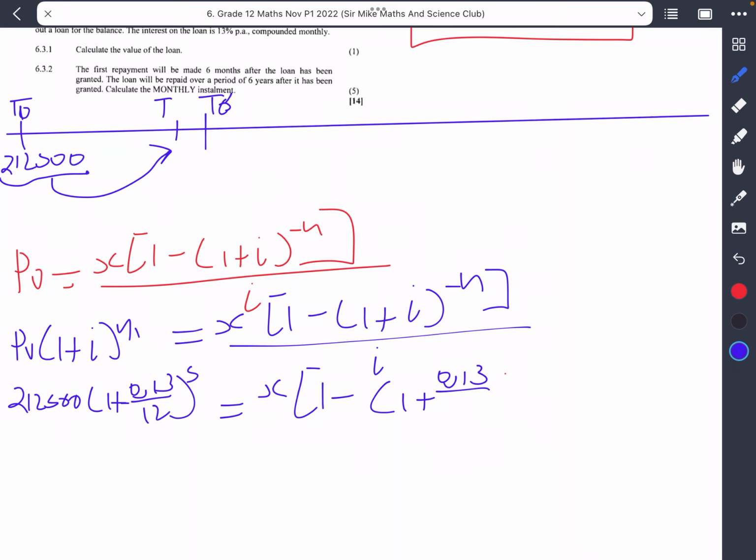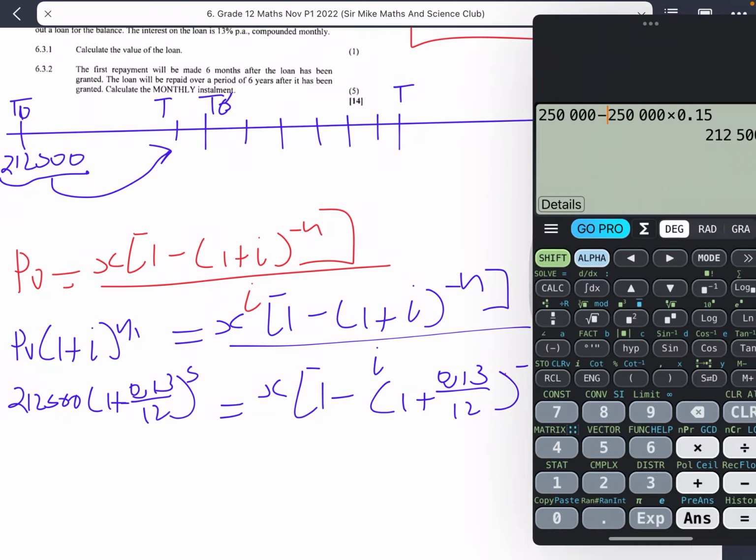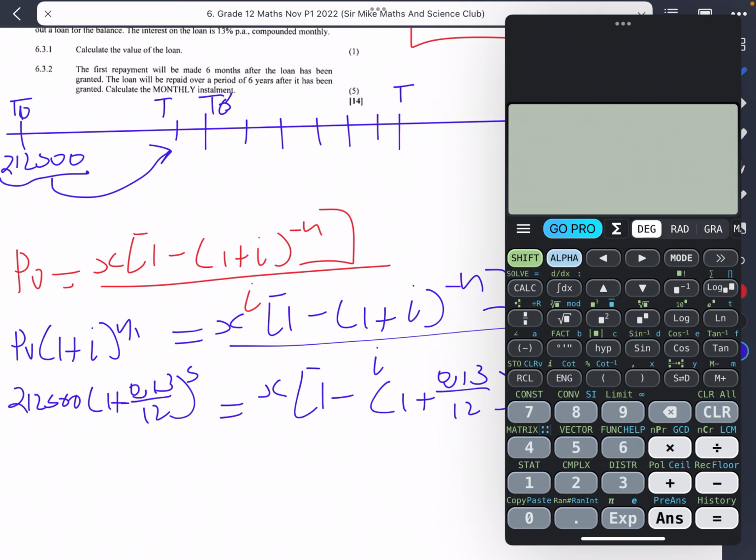So this would be 212,500 multiplied by 1 plus the interest. Let me double check how it was charged. It was 13% per annum compounded monthly, so we take that 13% and divide it by 12. This would be 0.13 divided by 12, all to the power 5, which is the missed payments. This would be equal to x, which is what we are looking for. So this would be 1 minus (1 plus i), which is 0.13 divided by 12, all to the power negative.